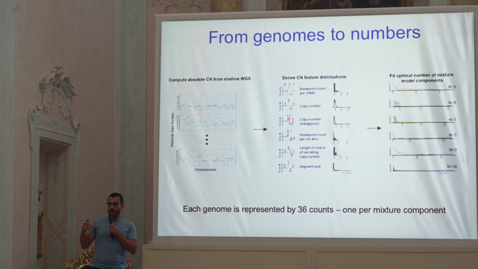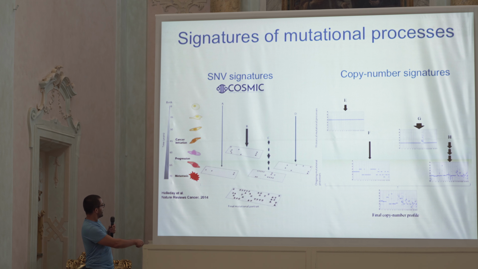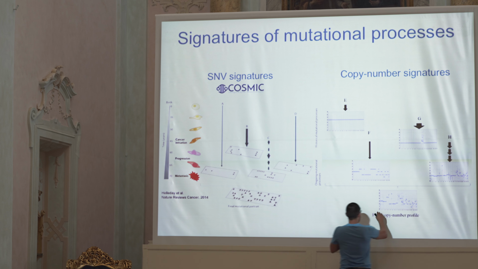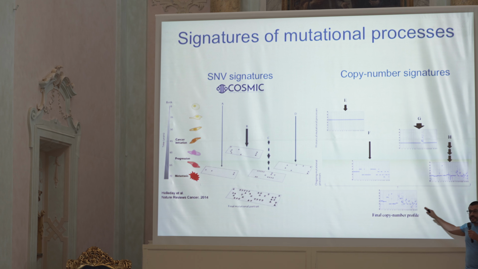So the goal of signature analysis is to take this final mutational portrait and deconvolute it into the signatures and their individual so-called exposures. They have done this for SNVs. You see, SNVs, it's so easy. They could do it at the Sanger. Whereas what we do is a much harder thing. We look at copy number. So we have a copy number, and the goal is exactly the same.